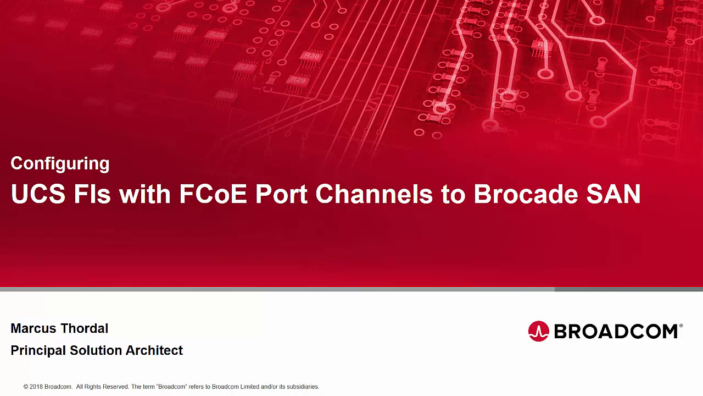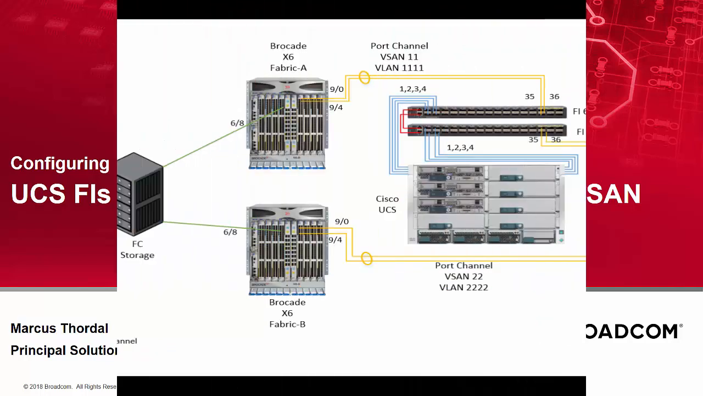In this demonstration, we will show how to configure port channels when connecting UCS Fabric Interconnects with FCoE to Brocade SAN, supported with the FC32-64 blade. Let's first review the setup.